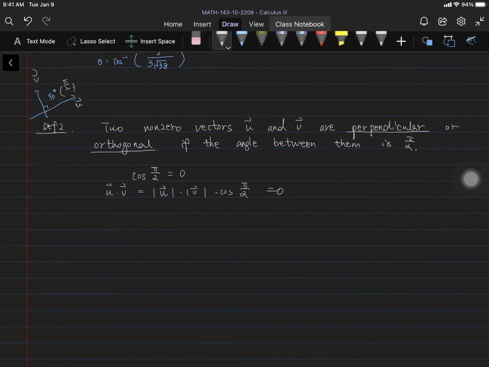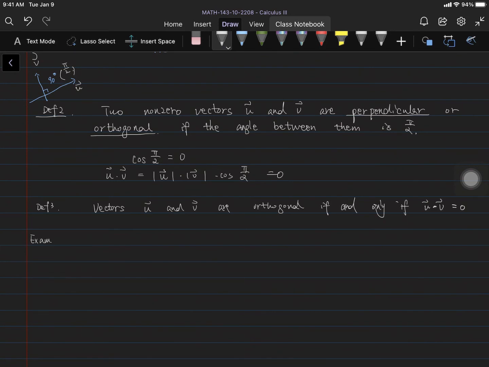So let's see, we have definition 3. Vectors u and v are orthogonal if and only if u dot v equals 0. So in the future, whenever we see orthogonal vectors, the dot product is 0.